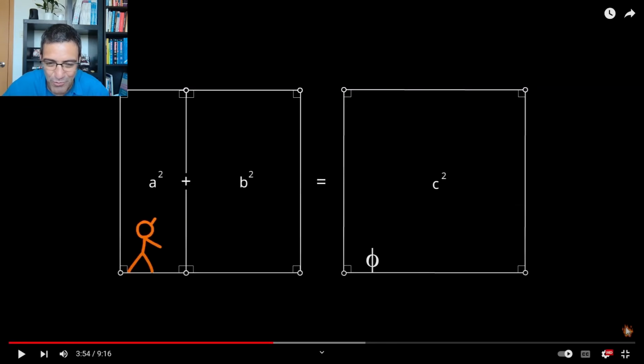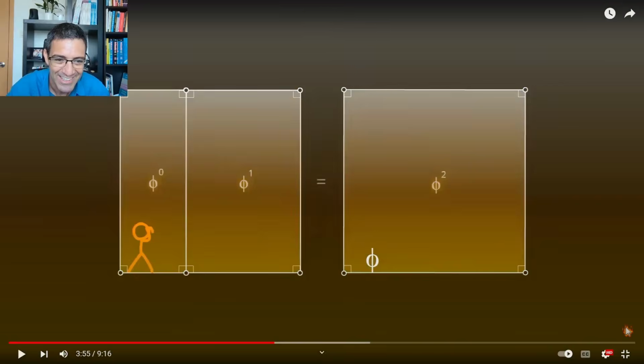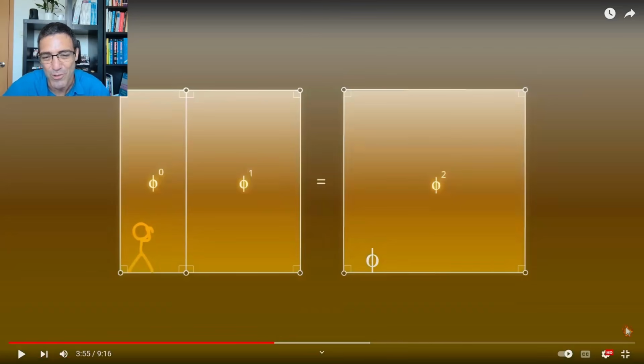This is another proof of Pythagoras' theorem. Very good. Did you see that? This is pretty cool. So phi to the power 0, which is 1, plus phi is equal to phi squared. So what's that all about?